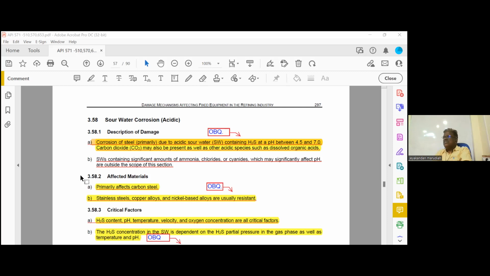Now, sour water corrosion, how to monitor it: water sample analysis only, or you can use corrosion probes and corrosion coupons. Not a very important damage mechanism. So please take: corrosion of steel due to acidic sour water, H2S, pH 4.5 to 7. That is the keyword. So what is the pH range? It will happen at 4.5 to 7. Mark it. Open the question.